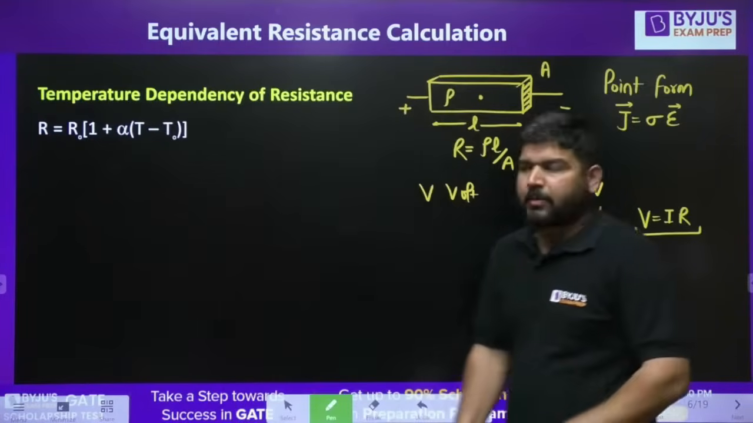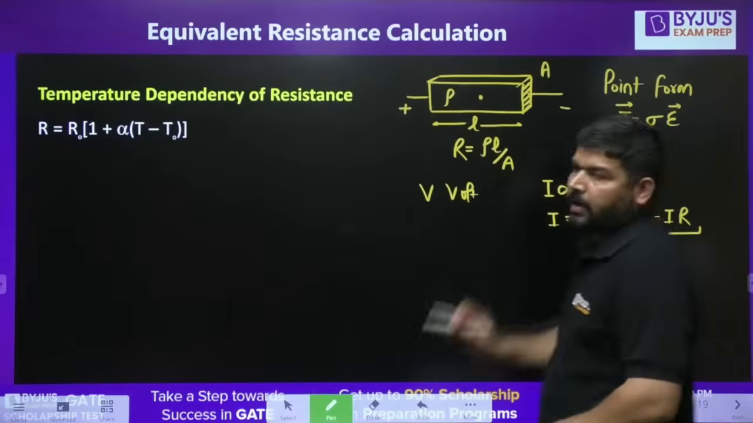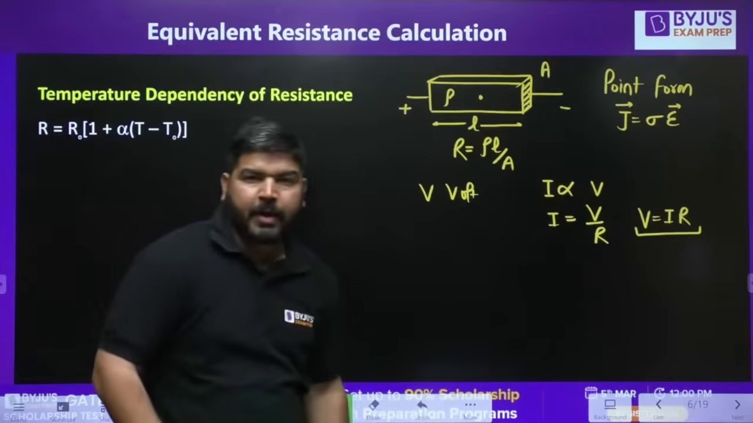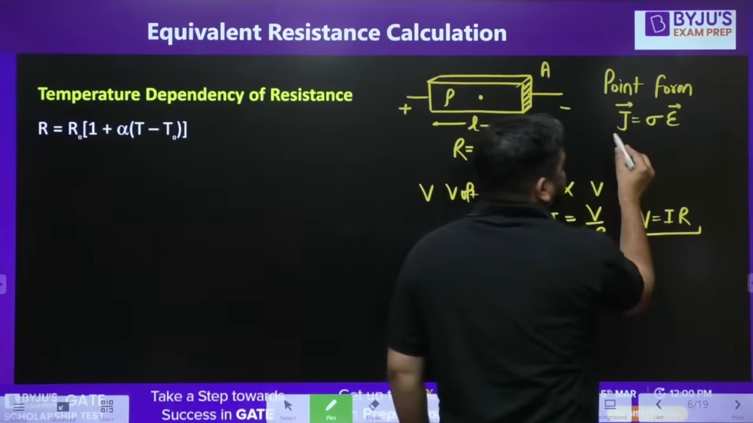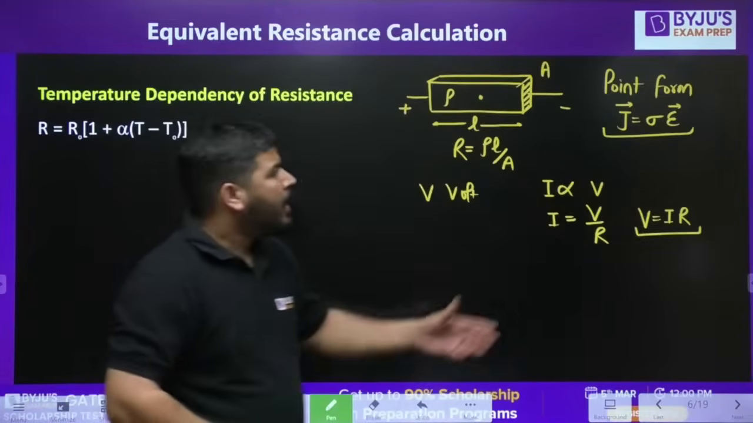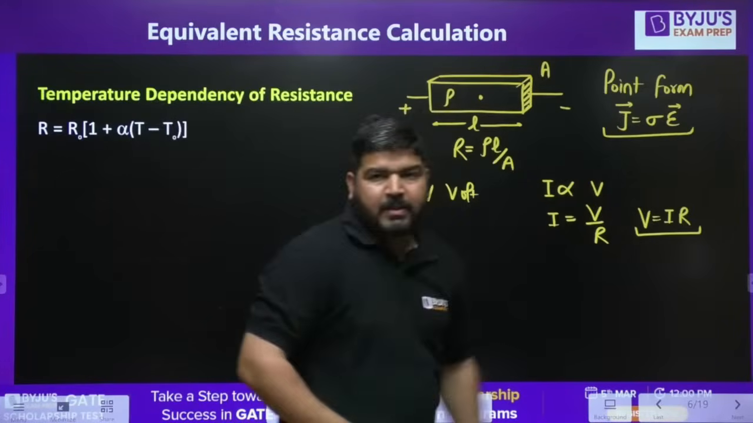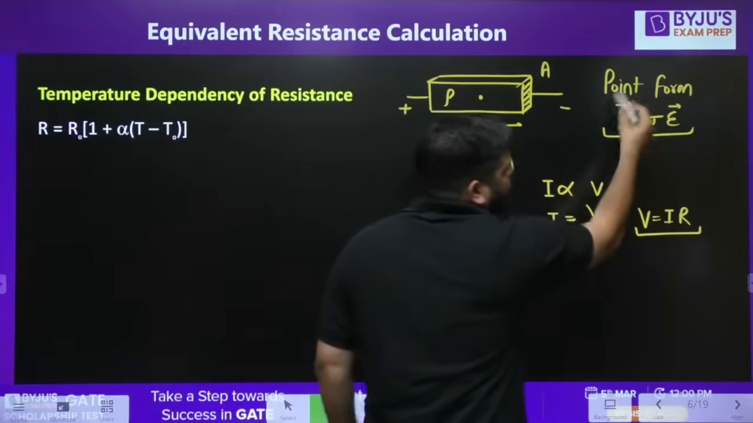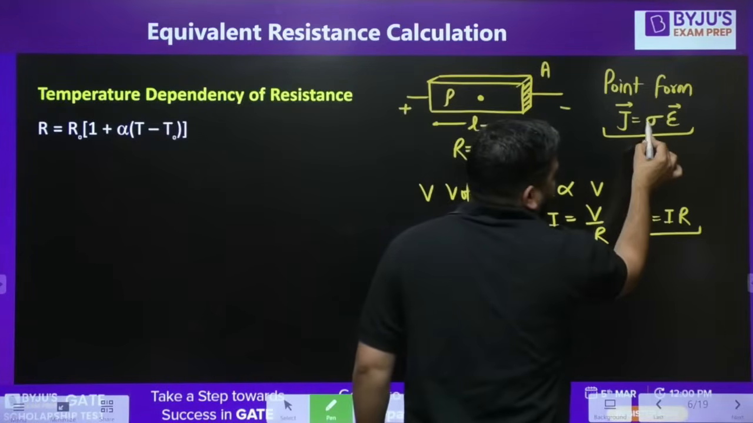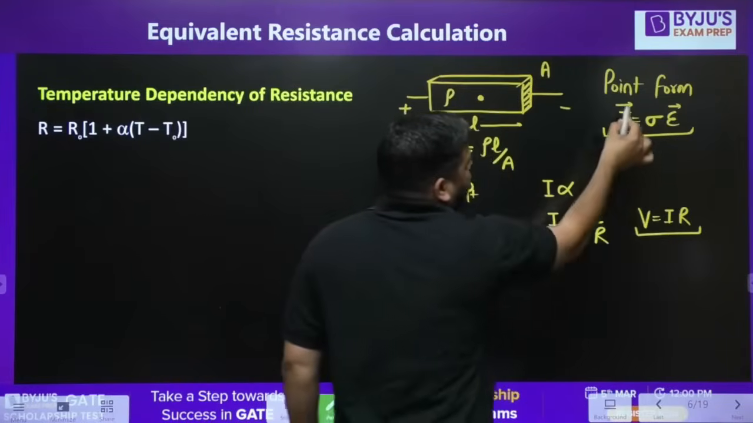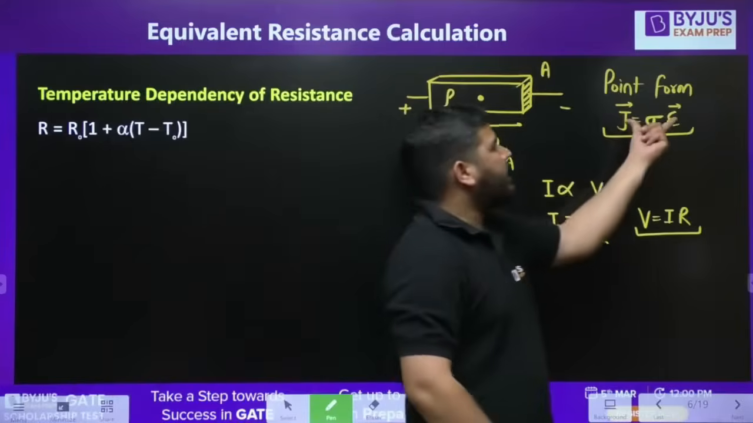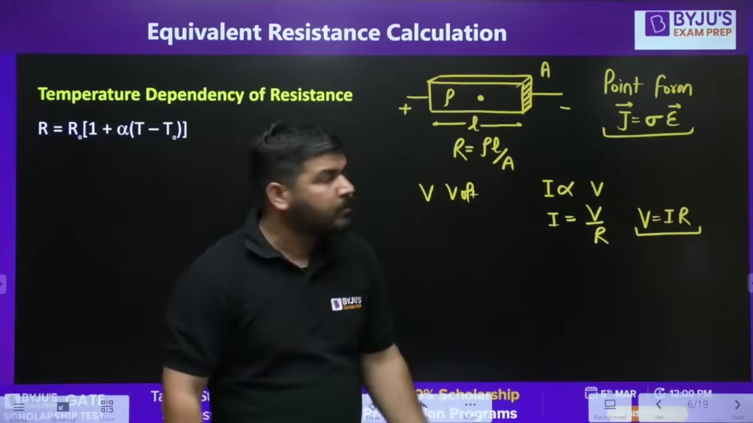I'm not going to prove this because it will take much time and I don't want to devote time on this because it's a part of electromagnetic field theory. Okay. So J equal to sigma E is the Ohm's law again, but it is in point form. What does it mean? It means using this expression, electric field at some point can be defined, conductivity at some point can be defined, and the current density at that point can be calculated. Okay. So J equal to sigma E is the Ohm's law in point form.